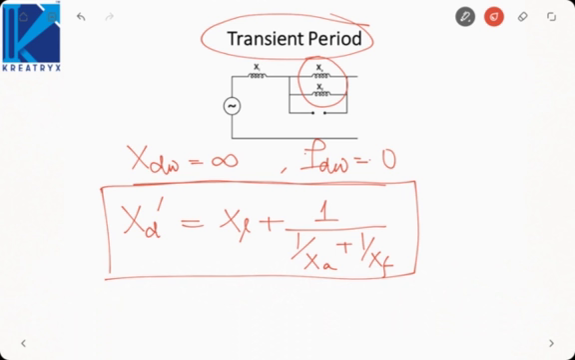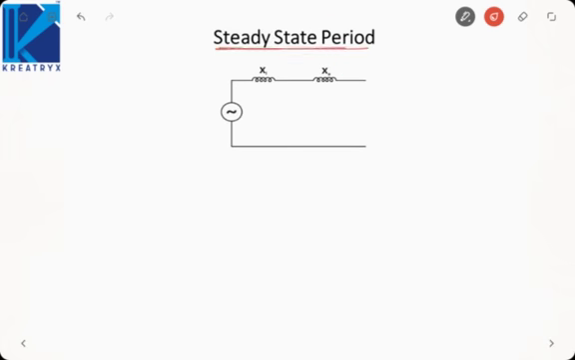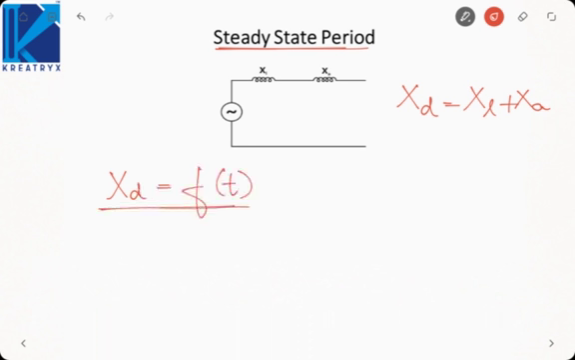Now eventually the current will be decaying in the field winding also. Which current? That is your AC current, not the DC current. DC current will be constant due to constant DC excitation. But the AC current will go on reducing, and once it is reduced to 0, we enter the steady state period. So we define Xd, which is equal to XL plus Xa. So the reactances of a synchronous machine under short circuit condition are time dependent. Xd is a function of time. As the time passes by, it will change.